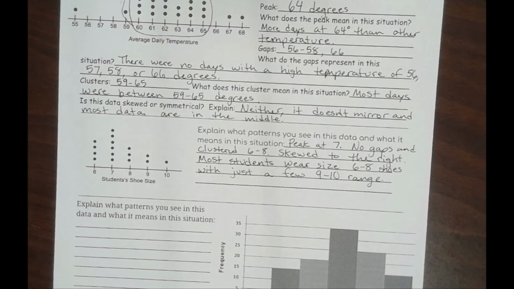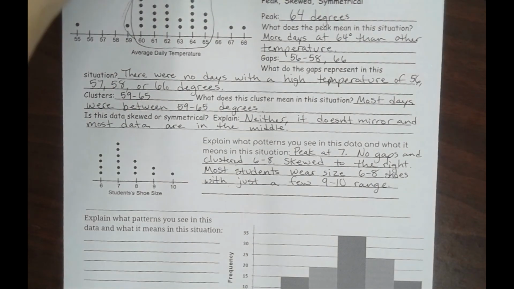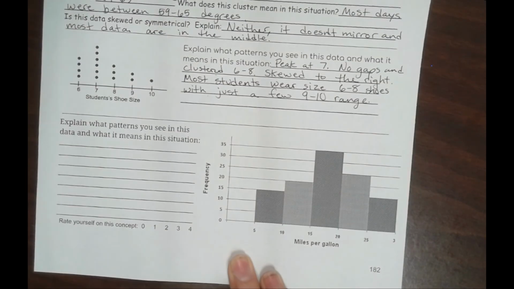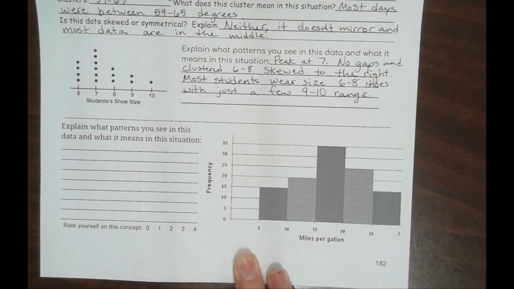Now, if I were to be a shoe salesman for students this age, I'm probably going to stock more shoes in the size 6s, 7s, and 8s than I am in the 9s and 10s, because if I just bought the same amount of every shoe size, I'm probably going to end up with a lot of size 10s hanging around because there's not as many people that need the size 10s. So that is how you could use this data, depending on what you're doing, to make generalizations and apply it to real life.